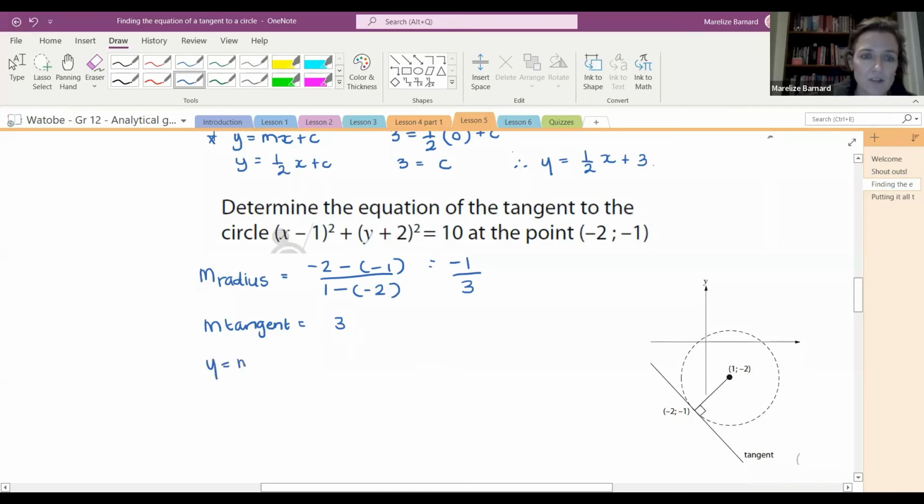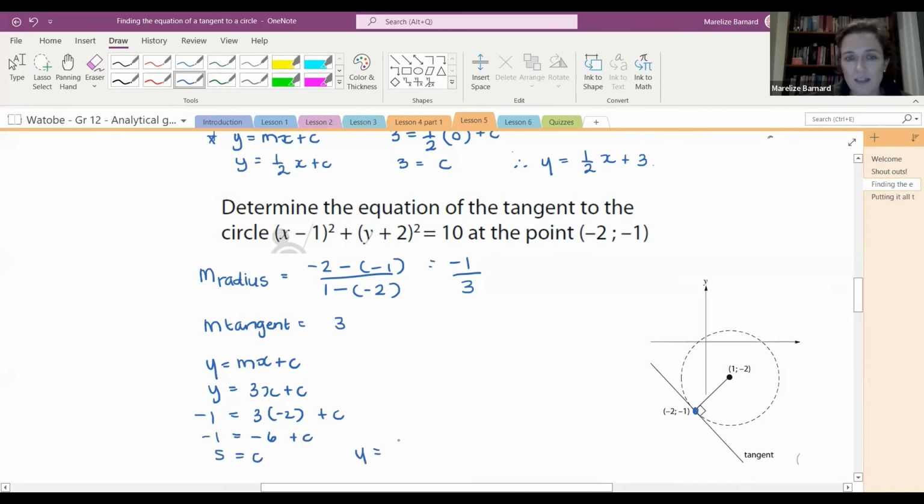Okay, and now we're going to do the equation of the tangent. So y is mx plus c. Our gradient is 3. And we're going to sub in our tangent point, which is this one here, minus 2 and minus 1. So y is minus 1, x is minus 2, and that gives me minus 6 plus c, and that's 5, and that's c. And putting it all together, that's y equals 3x plus 5.